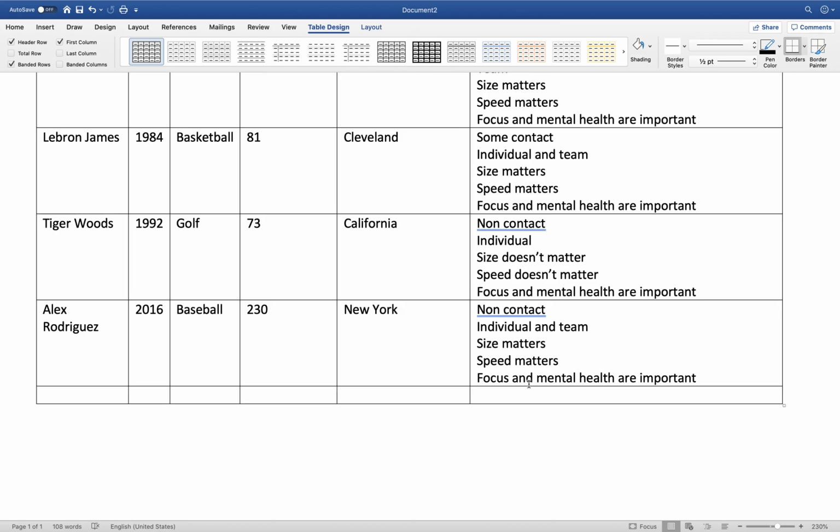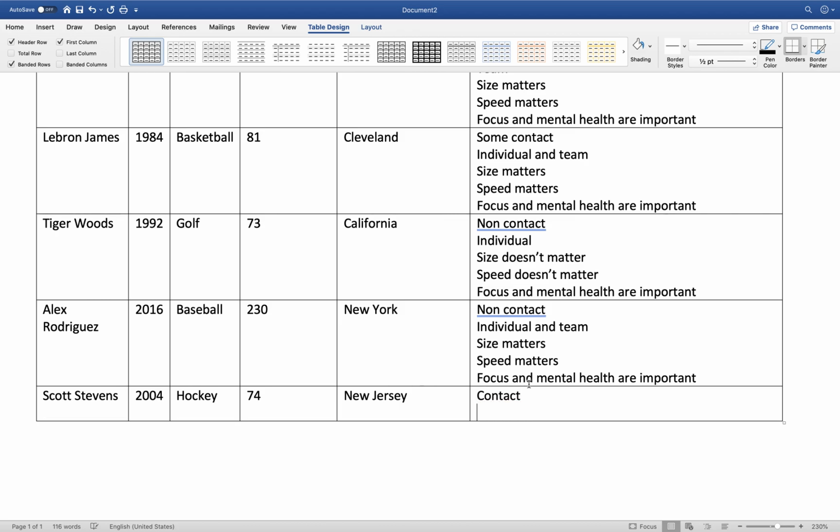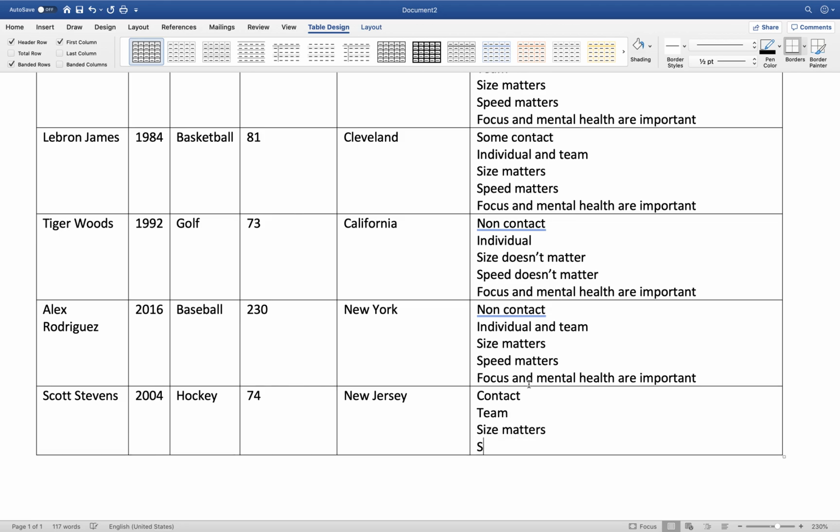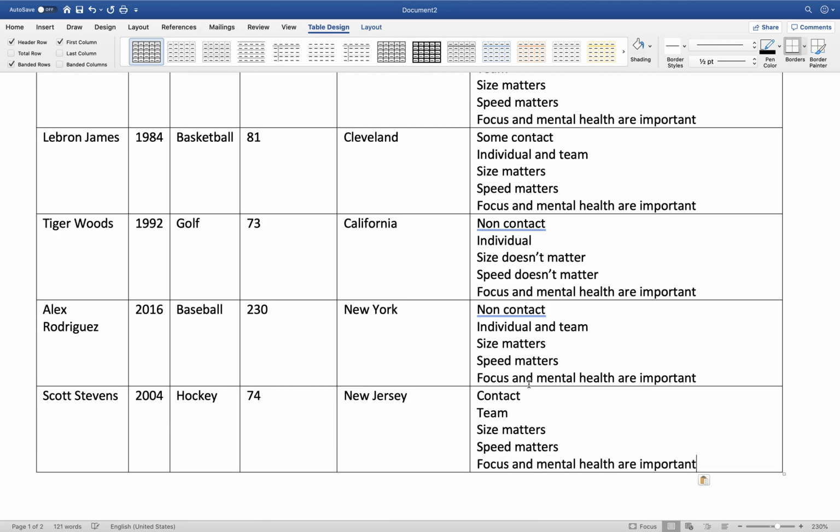And the final author, whose article that I reviewed, his name is Scott Stevens. He published his article in 2004 on the topic of hockey, and he did a qualitative research study involving 74 research participants out of New Jersey, and he finds that those participants prefer contact sports in a team environment. Size does matter, and so does speed. Speed matters, and so does focus and mental health. They're all important areas, according to his study.